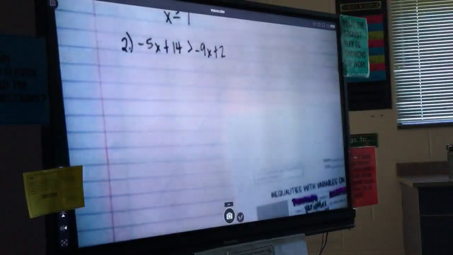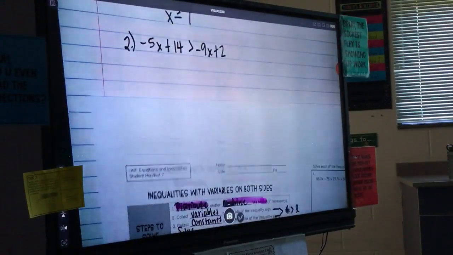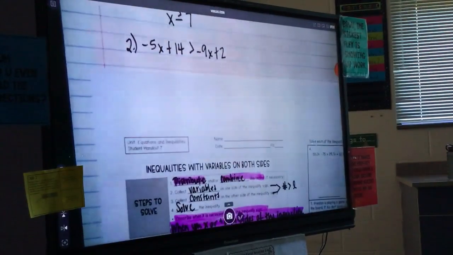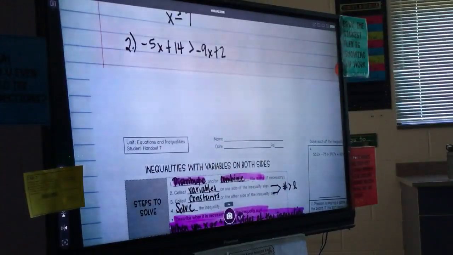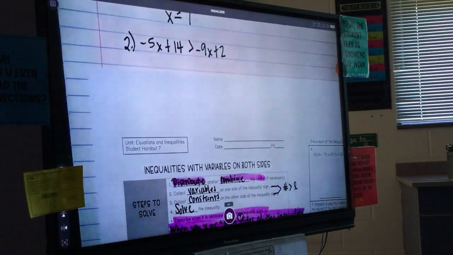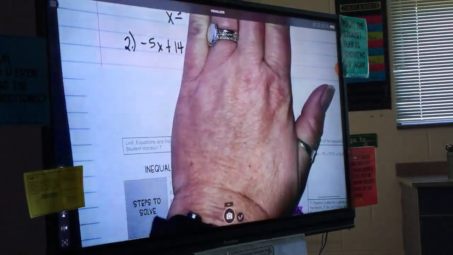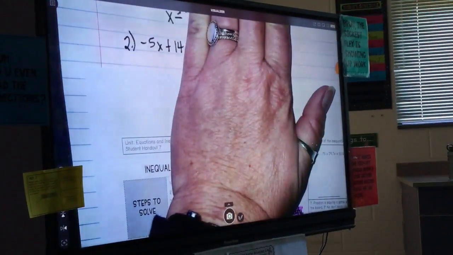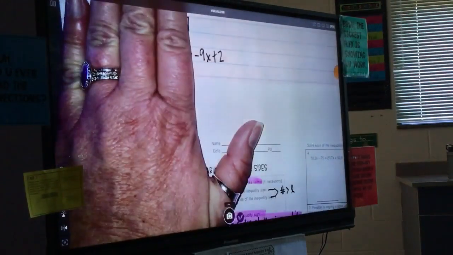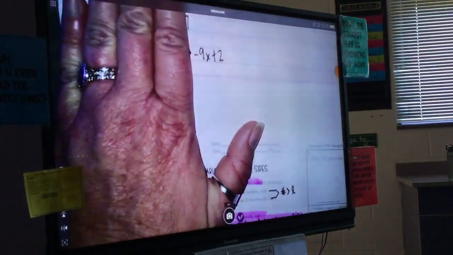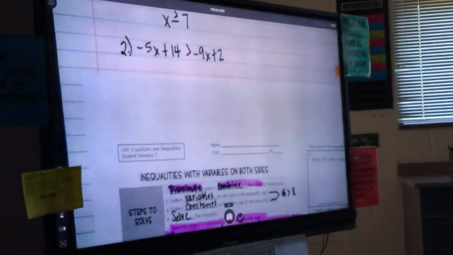All right, so step number 1 on our note sheet says distribute and/or combine like terms if we have to. Do we have anything to distribute? Do we see any parentheses? No. Do we have anything to combine? No. Because technically, looking at this side, do I have two numbers with variables? Do I have two constants? Okay, looking at this side, do I have two numbers with variables? Do I have two constants? So I'm good. Step 1, we're done.